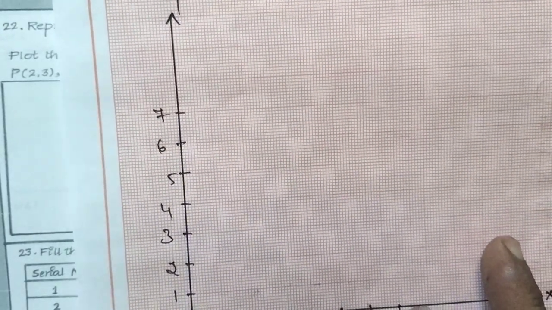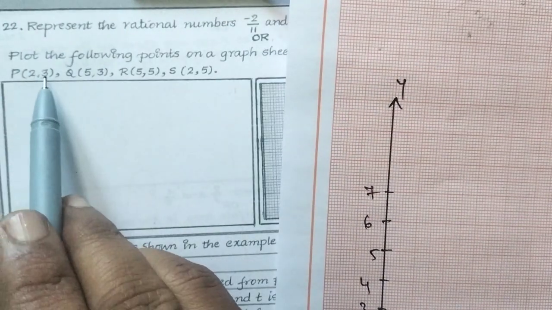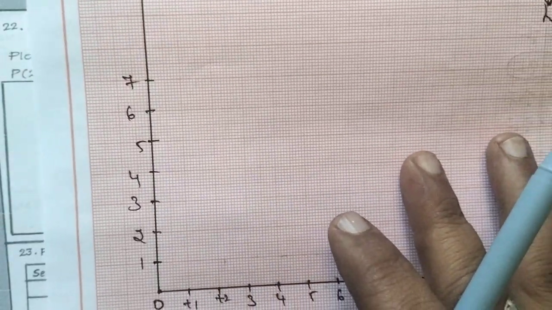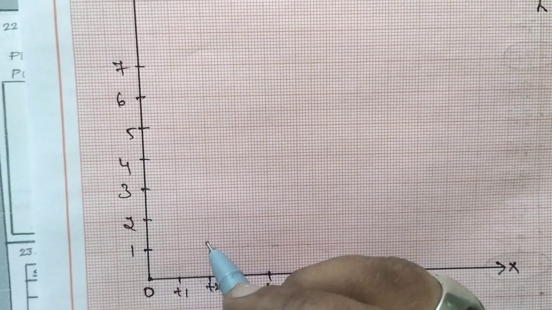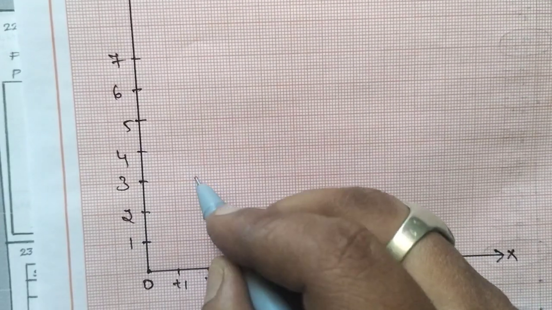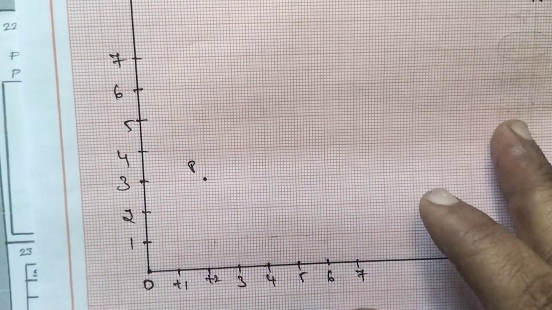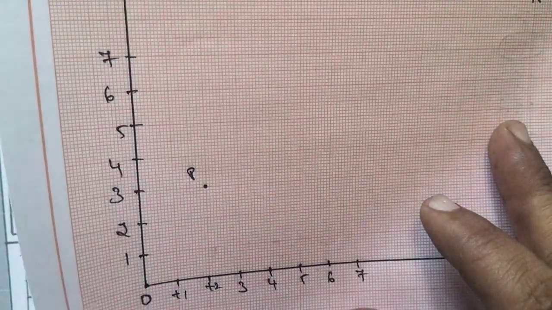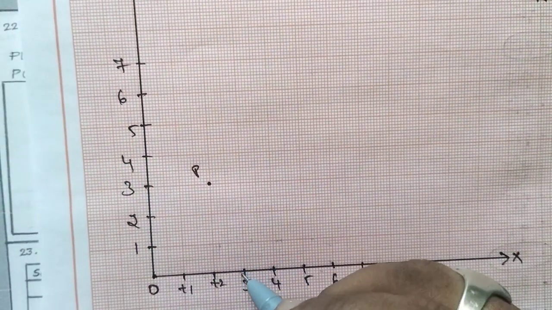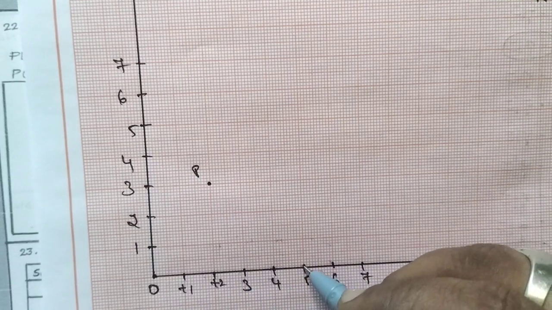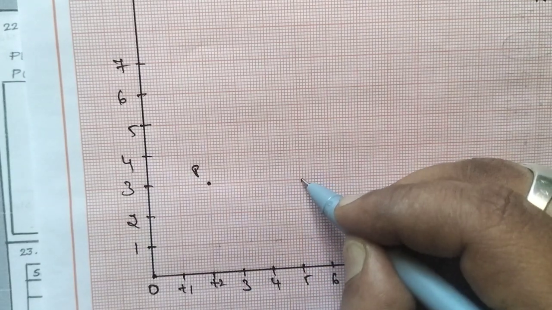First, point P. P is 2 comma 3. So 2 comma 3. X is 2 and y is 3. You have to mark it here. It is point P. Then point Q is 5 comma 3. X is 5, y is 3.